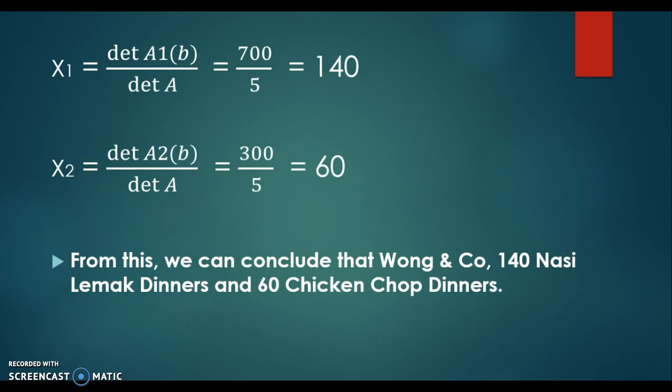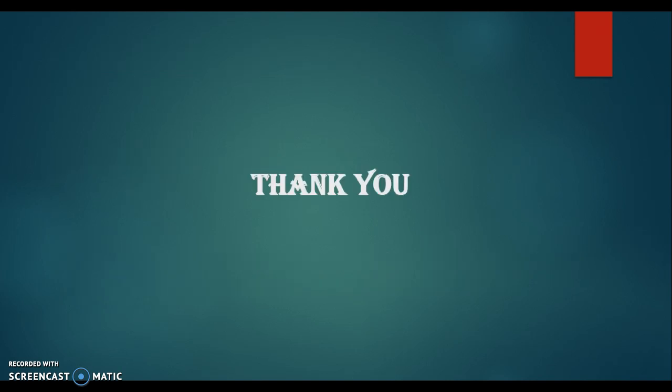So for x1, we just substitute, and we get 140. For x2, we get 60. From this, we can conclude that Wong and Co sold 140 nasi lemak dinners and 60 chicken chop dinners. That means we actually sold 140 nasi lemak dinners and 60 chicken chop dinners.